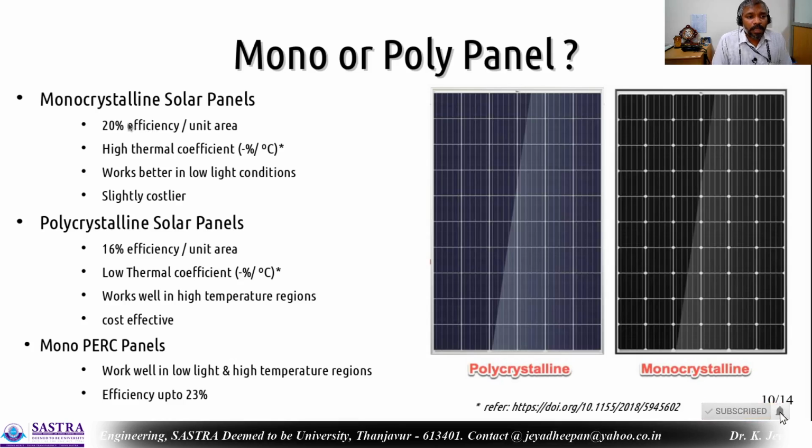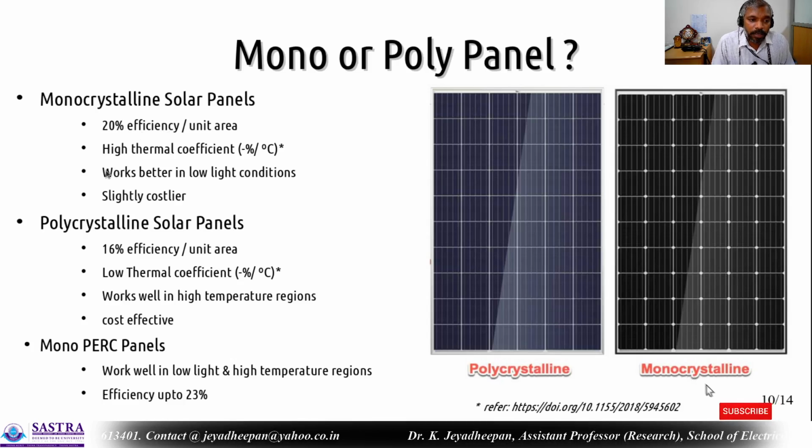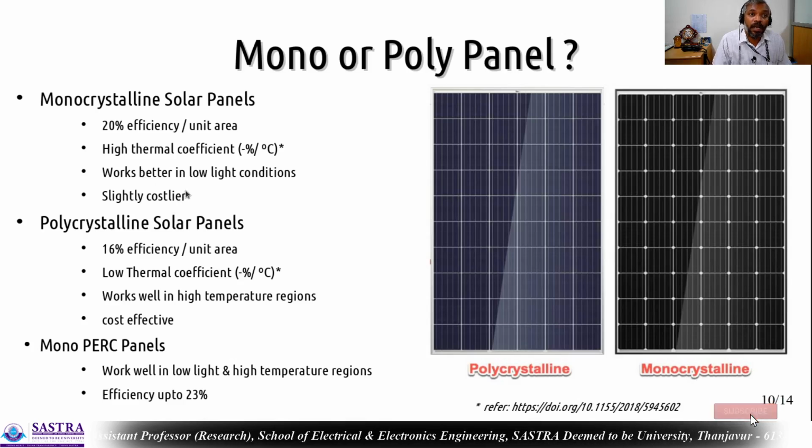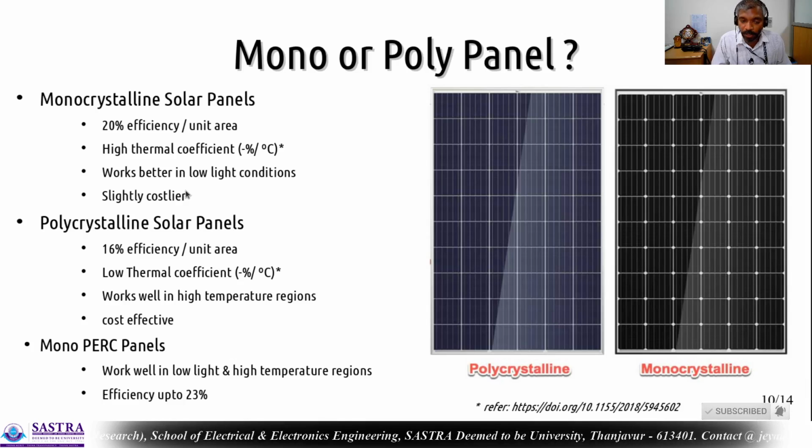So this is the advantage of your monocrystalline solar panel. And one more advantage of monocrystalline panels is that they will work in low light conditions, for example in the early morning and in the evening time, the late evening time.